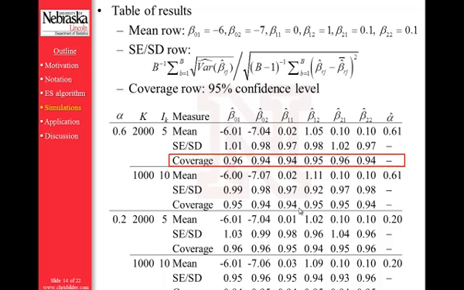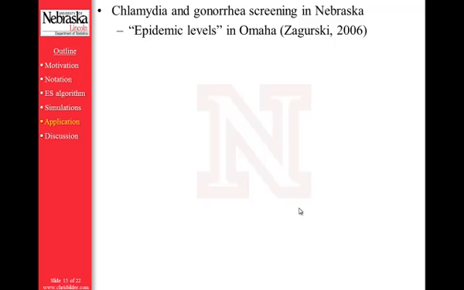And lastly here, we also look at coverage for 95% Wald confidence intervals. And you can see that those values are just about 95%. So this helps validate that our approach in a fixed sample size setting is indeed working. Let's take a look at an application of this methodology.